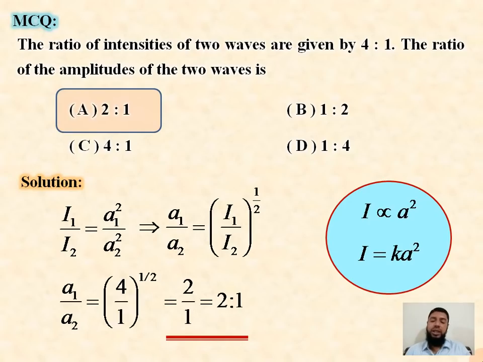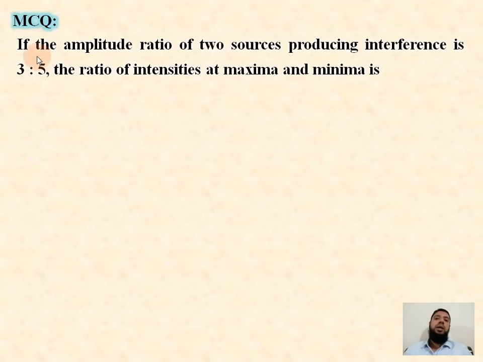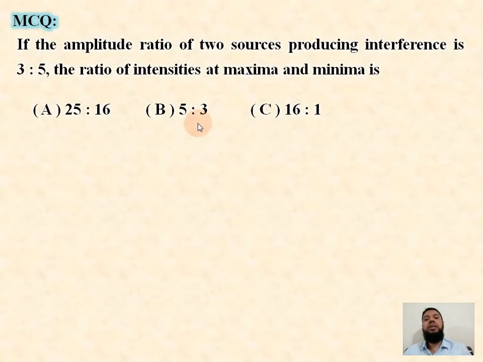ಮುಂದಿನ ಪ್ರಶ್ನೆಯನ್ನ ನೋಡೋಣ. If the amplitude ratio of two sources producing interference is 3:5, the ratio of intensities at maxima and minima is option A 25:16, option B 5:3, option C 16:1 and option D 25:9.